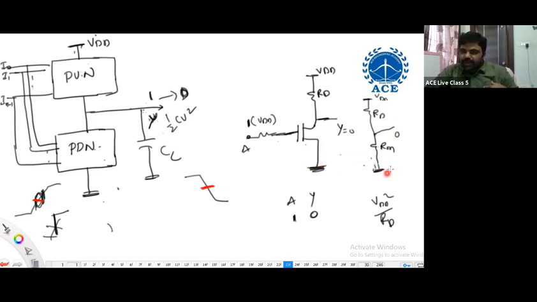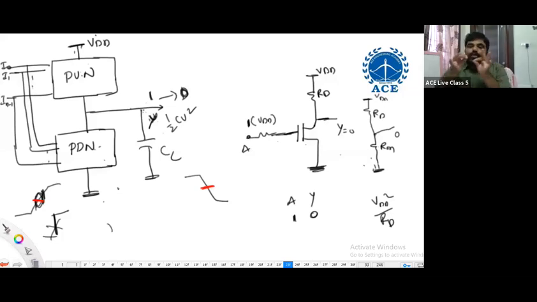There is a possibility for static power, but that will be eliminated in this. And what I'm saying here, you need to understand why N-channel MOSFETs are used in the pull-down network and why P-channel MOSFETs are used in the pull-up network. What do we mean by pull-up? Output is pulled to logic 1. What do we mean by pull-down network? Output is pulled to logic 0.